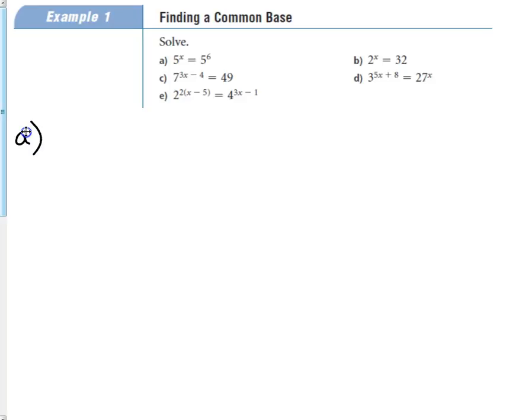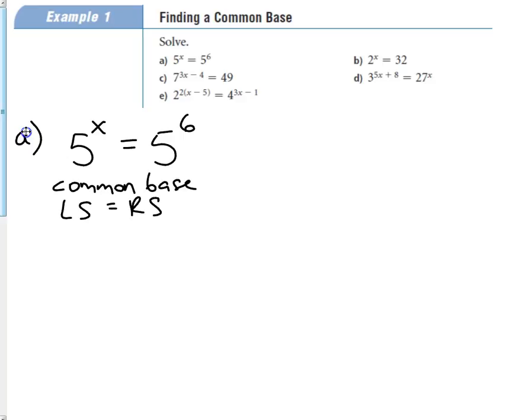So the first one is really just something that needs to be said off the bat. When we have an equation where we have something like a power 5 to the x equals 5 to the 6. Both of these are powers, and the thing we want to point out is they have a common base. Okay, common base is something that is really a useful strategy, because as soon as the base is common, then automatically, since we have left side equal right side, that also means that we have a common exponent. Okay, left side equals right side means the powers are equal.